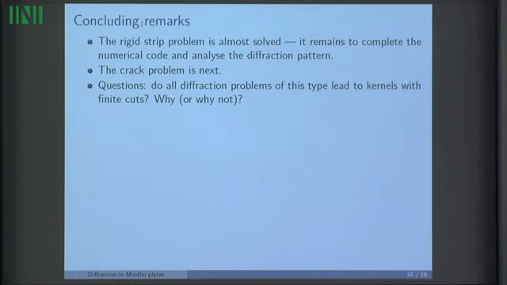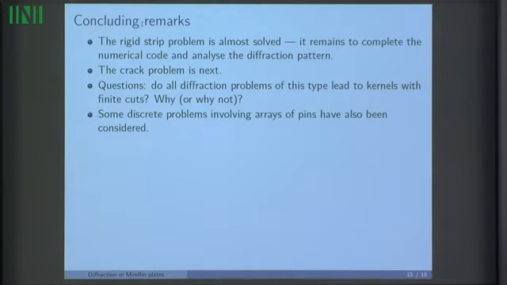Do all plate diffraction problems of this type lead to kernels with finite branch cuts? I don't know. If you take two parallel cracks, for example, will that give you finite cuts? I don't know. And if it's true that they all do, why? What is it about plate problems that gives you this property that you get finite branch cuts? Not sure about that.